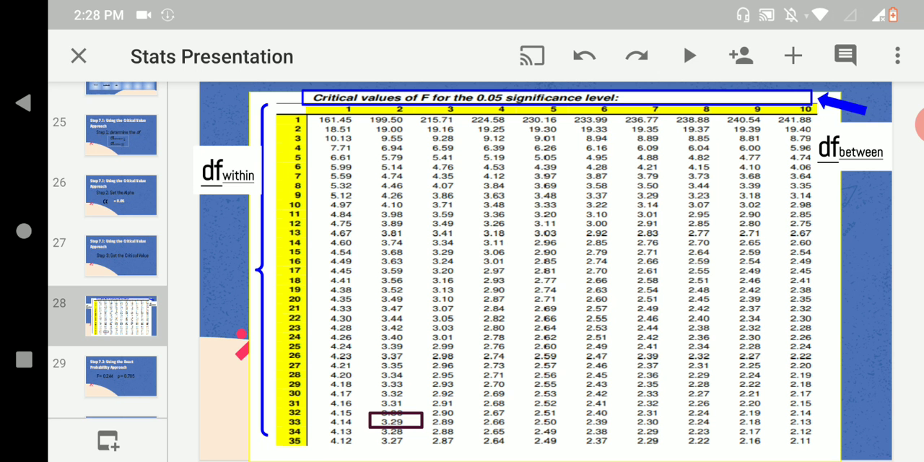So we have to look first for the column 2, and the row 33. So we will see the value of it. We have 3.29, or if we're going to round it off, it will be 3.30. So that is our critical value.